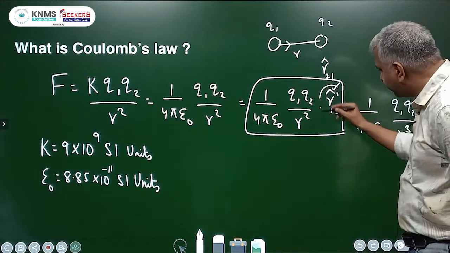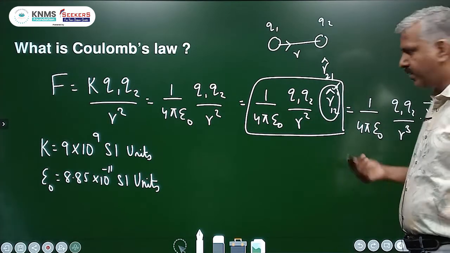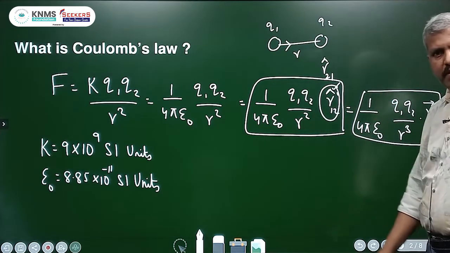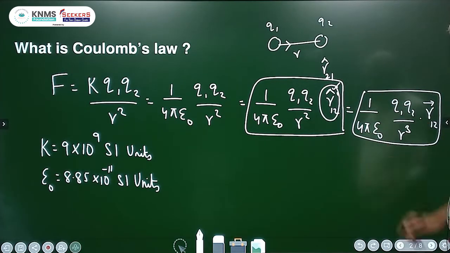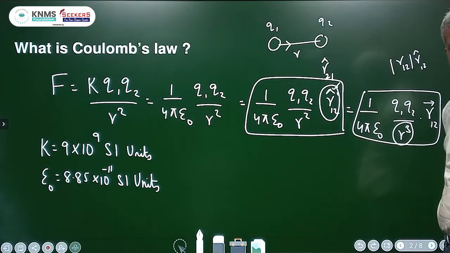Now here I have considered a unit vector, but I need not consider a unit vector in all cases. So I have rewritten this by not considering it to be a unit vector, in which case it will be 1 by 4 pi epsilon naught Q1 Q2 by R cubed. Please note here it is R cubed and here is a vector R12. Now any vector can be written in the form of its magnitude and a unit vector, in which case once I write this, one R will get cancelled here and we will get the same thing.